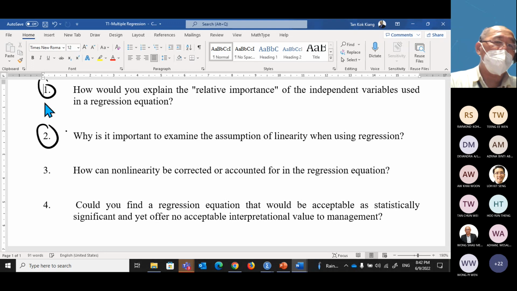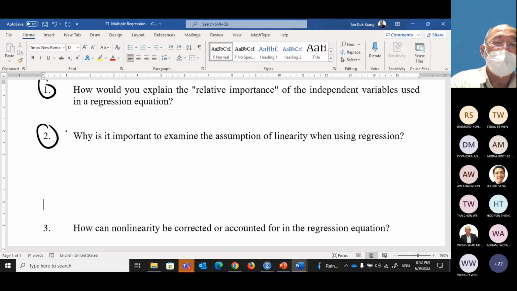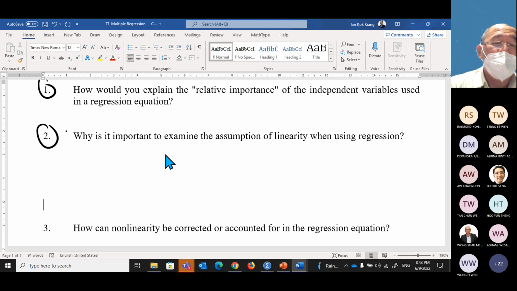Okay, number 2, a little bit technical. I explain to you. Why must you do testing? You must examine the assumption of linearity when using the regression.